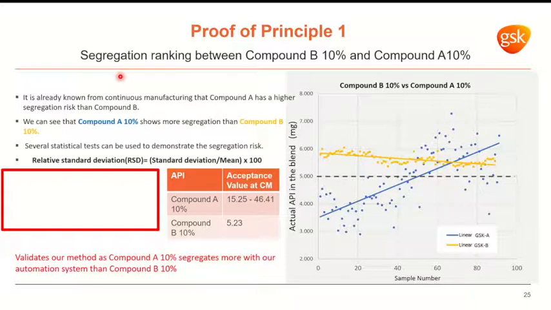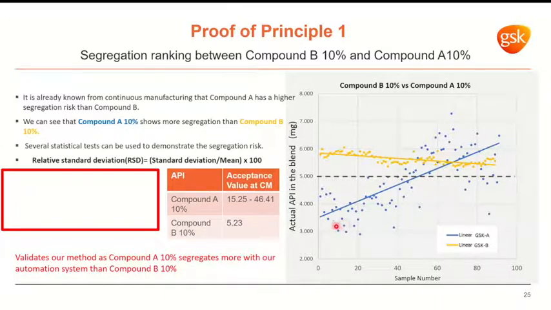So now coming back to the proof of principle. Remember that we had compound A and compound B. We know from continuous manufacturing that compound A shows more segregation than compound B, and compound A also has a larger particle size than compound B. So we are expecting to see the same trend or the same result from the method that we have developed.